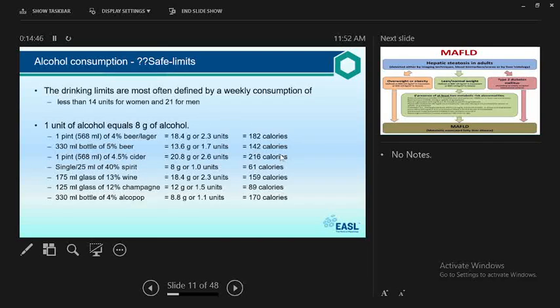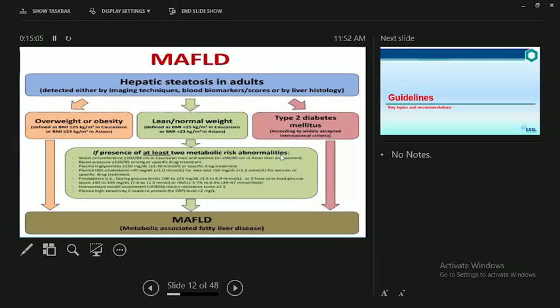So we all are maybe interested in how much safe drinking is. It's just about 568 milliliters of 4% beer, and just 25 milliliters of spirit per week. So that is the safe limit. Beyond that, it might cause liver damage.